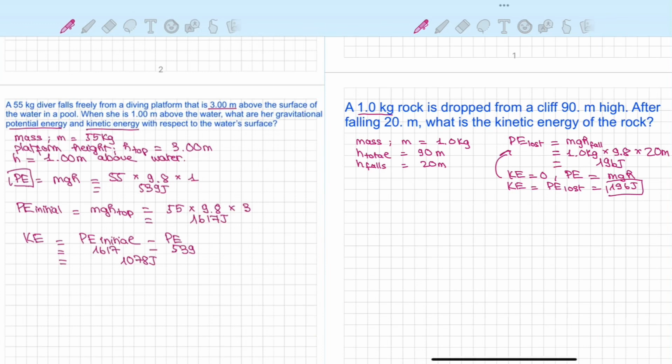So we just solved two problems about kinetic energy, potential energy, and the conservation of energy using all the formulas that we just listed above, which are the key formulas for this concept of physics.